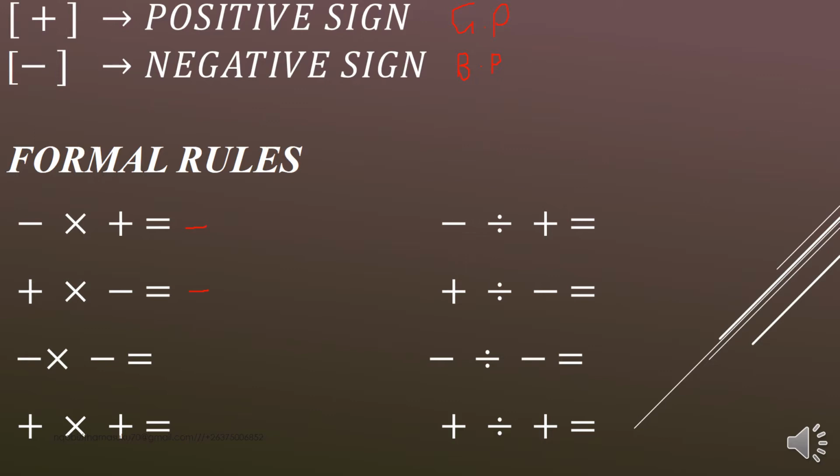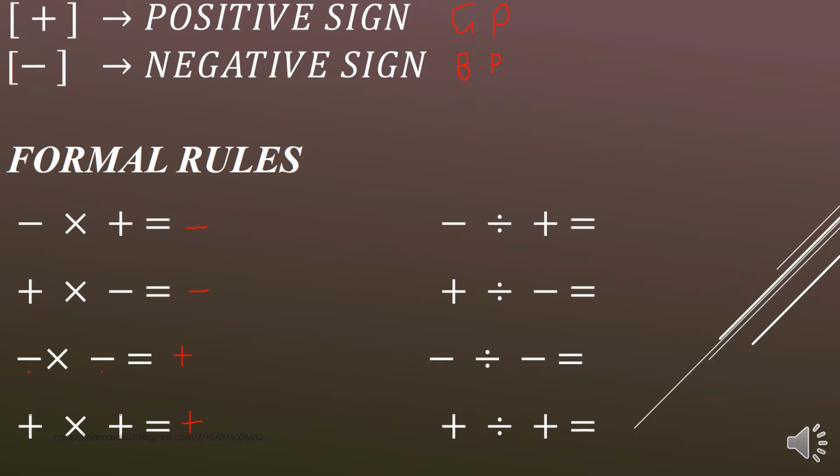And also we have negative by negative, so our result there is positive. Whenever a bad person plays with a bad person, the result is always a good person, that is positive sign. And also we have positive by positive, good person by good person, the result is good person, that is positive sign.